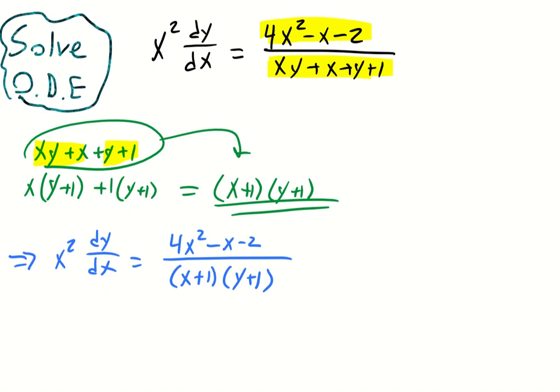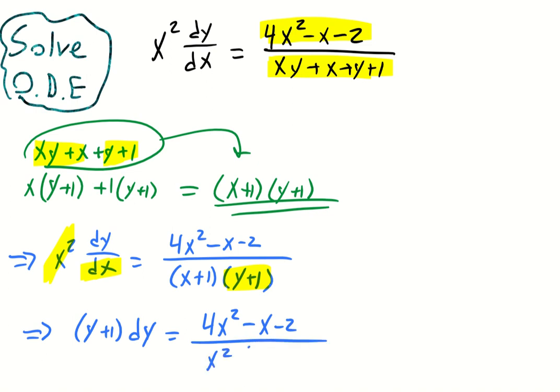And we can separate our variables pretty straightforwardly. We have this y plus 1. If we multiply y plus 1 on both the left-hand side and the right-hand side, we'll move that over, so to speak, to the left-hand side to get all our y's there. If we divide everything by x squared, multiply everything by dx, all the x's will be on the right-hand side. So thus we have the quantity y plus 1 dy is equal to (4x squared minus x minus 2) over x squared times the quantity x plus 1 dx. And then we can integrate.